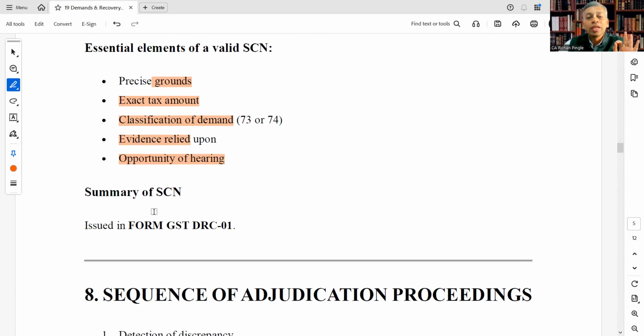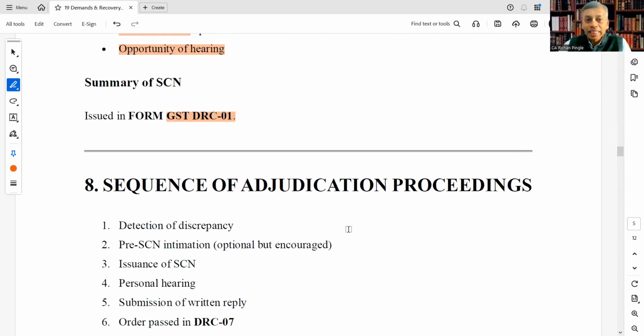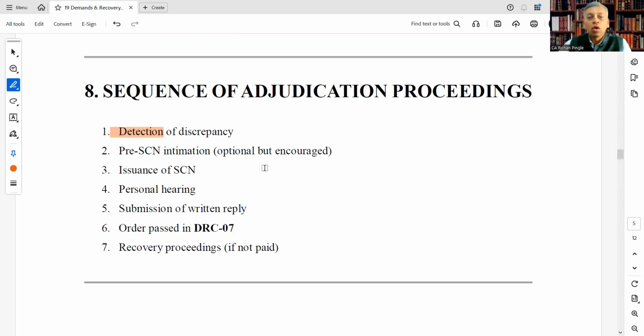Summary of show cause notice: issued in form GST DRC 01. Let's see the sequence of adjudication proceedings. First, detection of discrepancy, then pre-show cause notice intimation, that is optional but encouraged, issuance of show cause notice, personal hearing, that is opportunity of being heard, submission of written reply from the assessee, order passed in DRC 07, and recovery proceedings thereafter if tax is not paid.